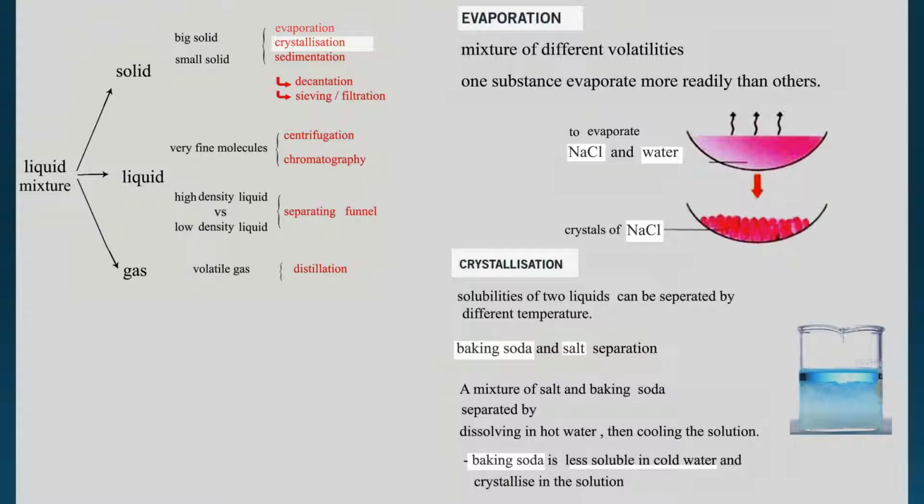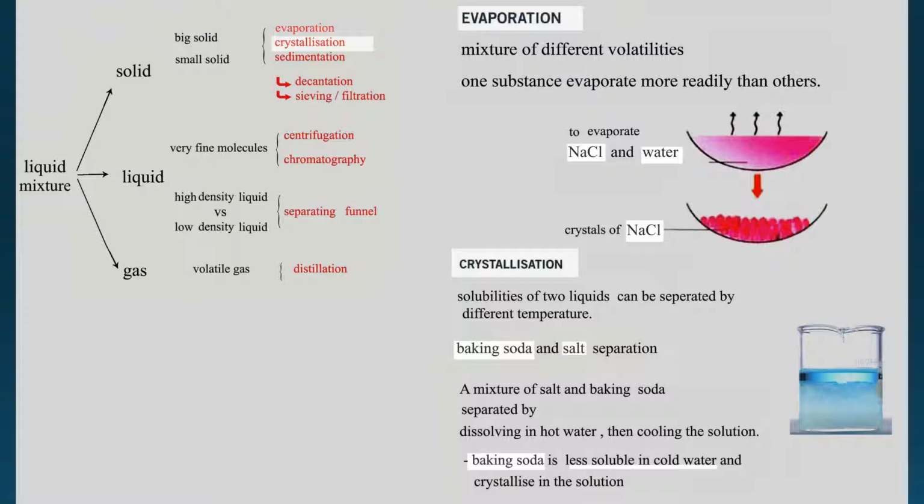Or I can do it by crystallization. Sometimes when you have two types of liquid mixed, you still can separate them because the two substances may have different temperature behavior. For example, baking soda and salt. If you put a spoon of baking soda mixed with salt in water, and they mix very well, it's very hard to separate them. But that's one way.